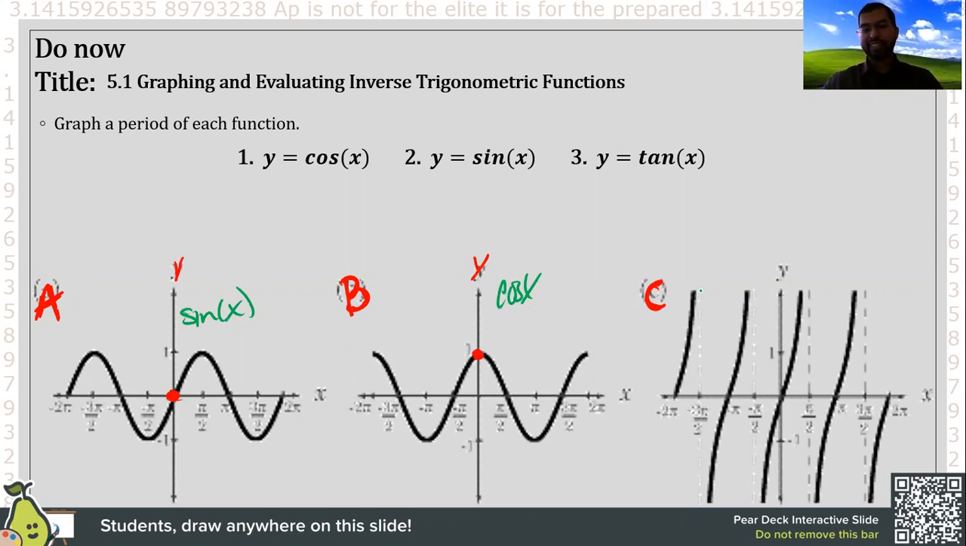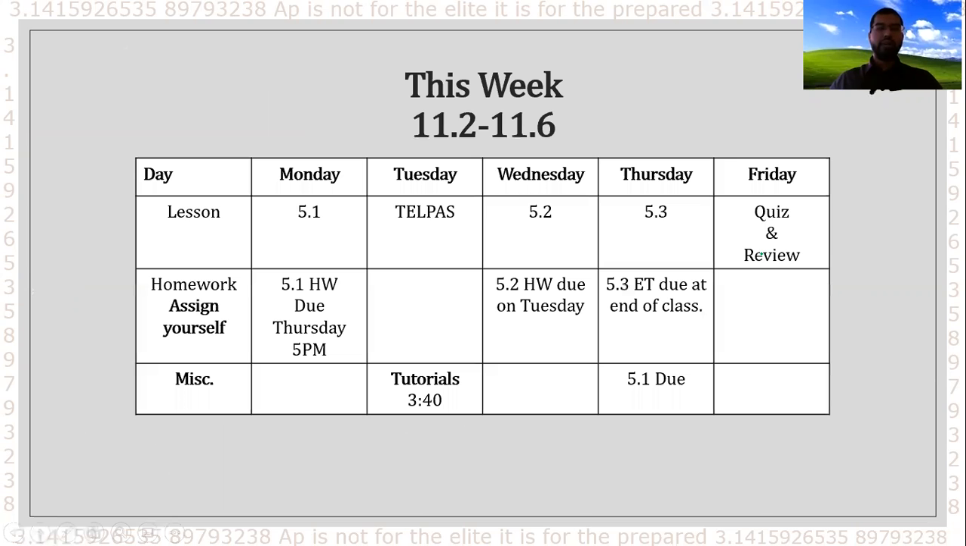And this one right here, the one that looks like a cubic function, and I know you can't see it really well here, but it has vertical asymptotes as well. That right there is tangent of x. So let's go ahead and continue.